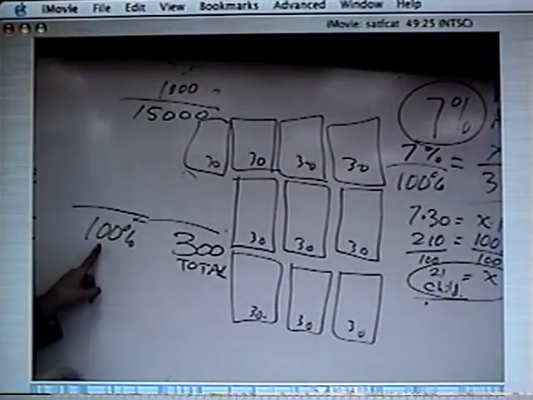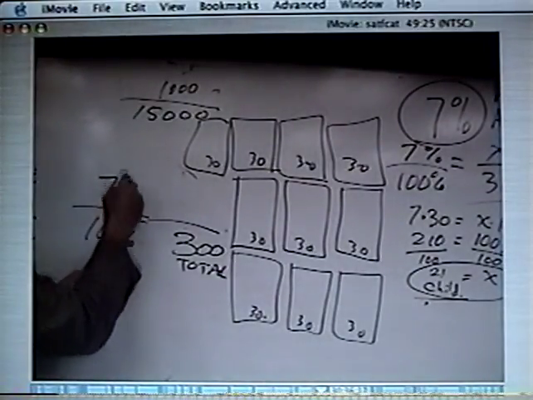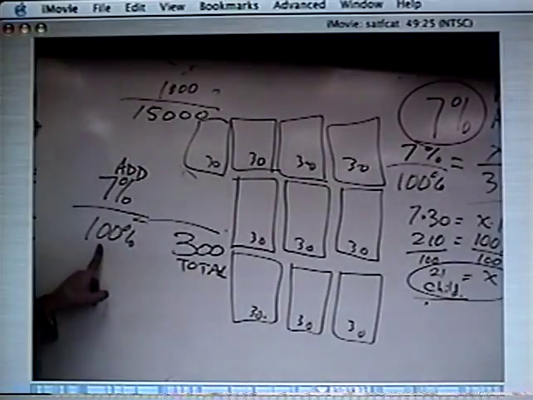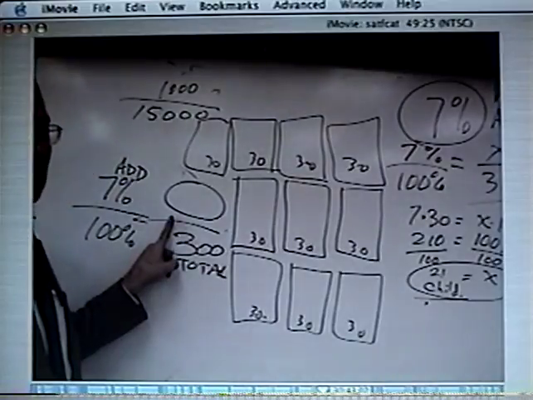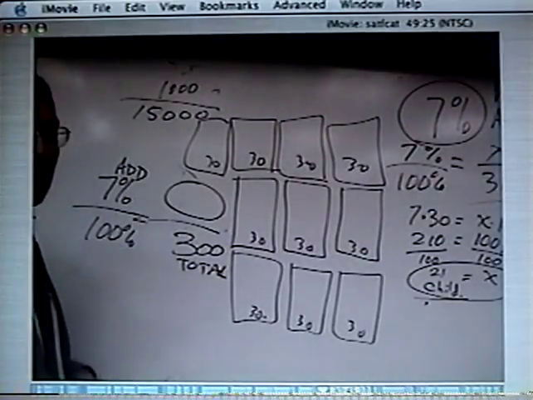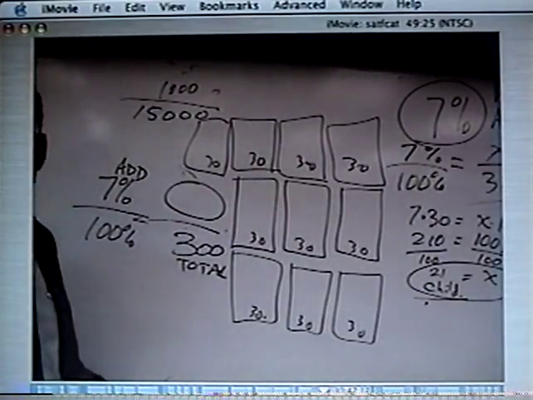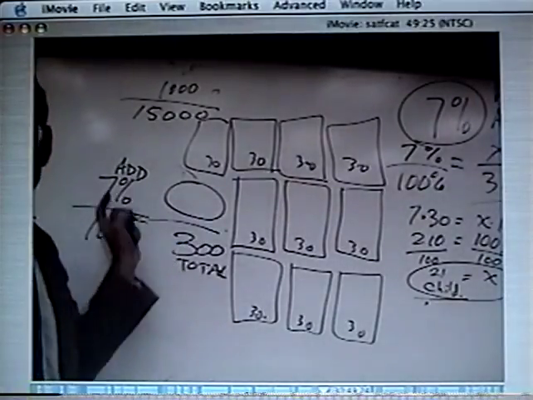So 7% of them will have ADD. So out of 300 students, how many will have ADD? Well, we better do that cross-multiplying thing again, huh?